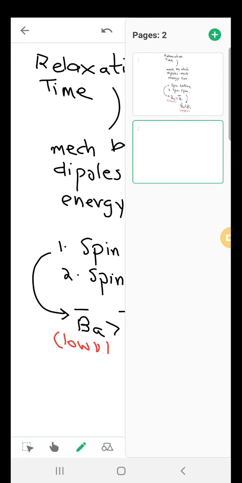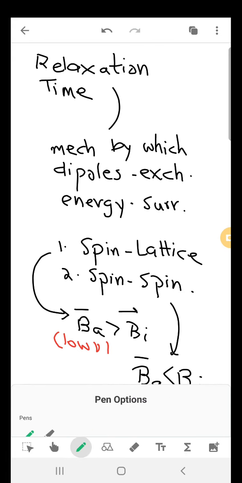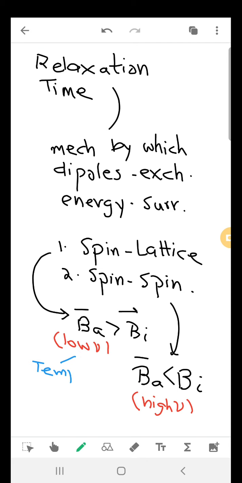The spin-lattice relaxation time is strongly temperature dependent, whereas spin-spin relaxation time is temperature independent. One other property is that this is temperature dependent, whereas spin-spin is temperature independent.